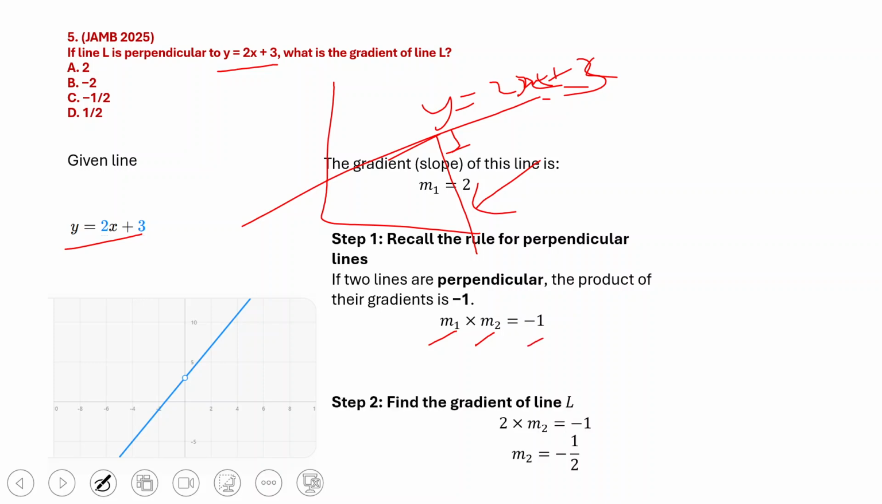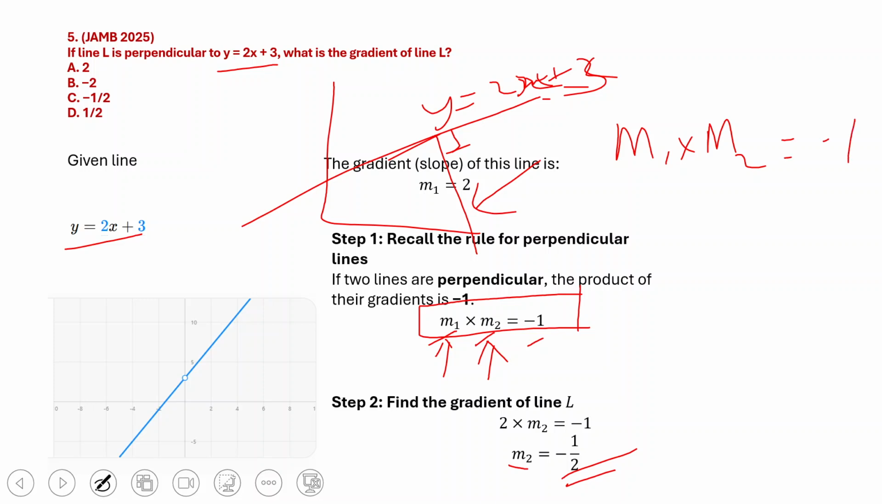All right. So it therefore means that if I put 2 here as m1, and m2 is what I'm looking for, understand? I can make m2, so it's a formula, that's what I've done here, to give me the gradient of my perpendicular line. So the key thing is to know this formula. This is the formula for perpendicular lines. If two lines are perpendicular, the product of their gradients will give us minus 1. m1 times m2 will be minus 1 if m1 and m2 are perpendicular lines. So the answer is C, minus 1 over 2. Okay.